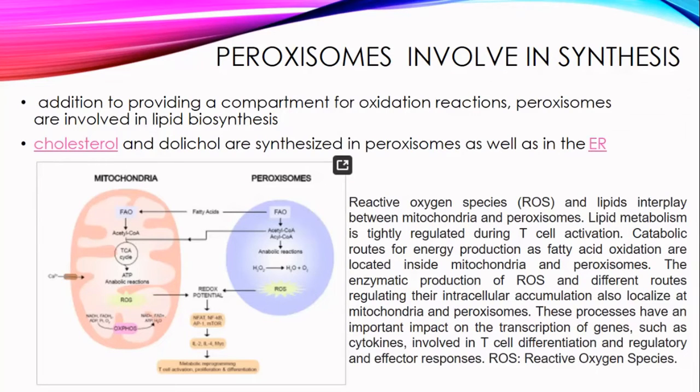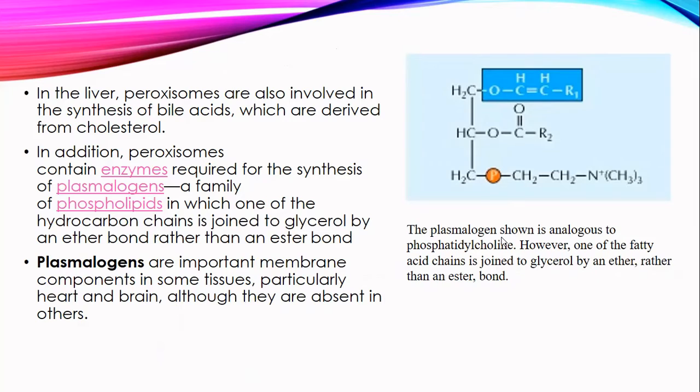But in higher cellular and molecular biology books, dito na na-highlight ang function ni peroxisomes. So peroxisomes also involves in the development of plasmalogen. So in the liver, peroxisomes are also involved in the synthesis of bile acids. And we know what is the function of the bile acids in our digestion. So which derive from cholesterol. So it converts cholesterol for the help in the synthesis of bile acids.